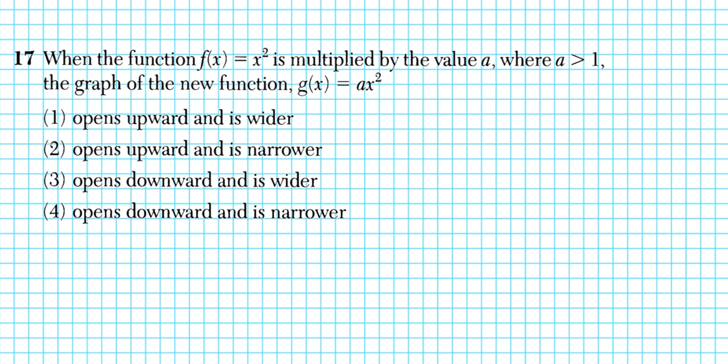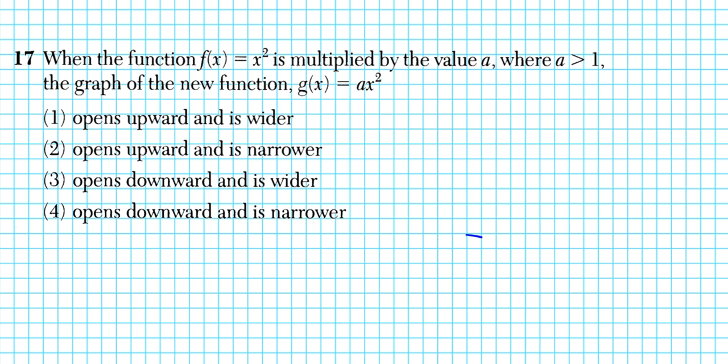All right, let's take a look at question 17. It says, when the function f of x equals x squared is multiplied by a value a, where a is greater than 1, the graph of a new function g of x equals ax squared opens upward and is wider, opens upward and is narrower, opens downward and is wider, or opens downward and is narrower.